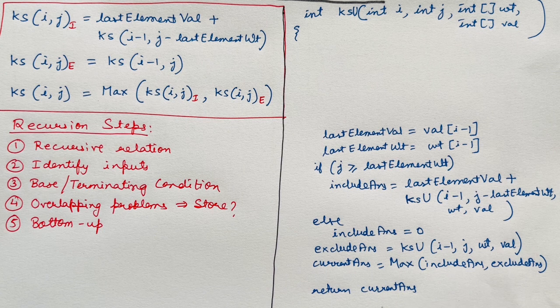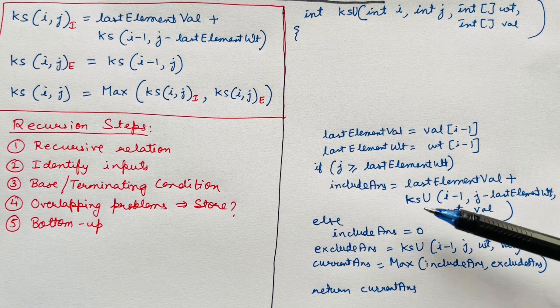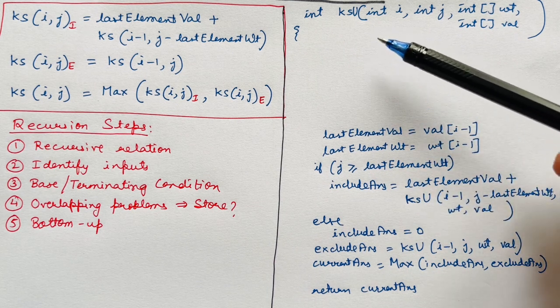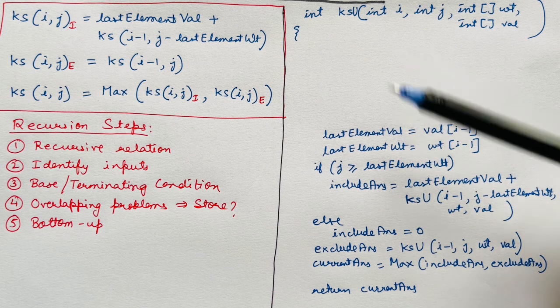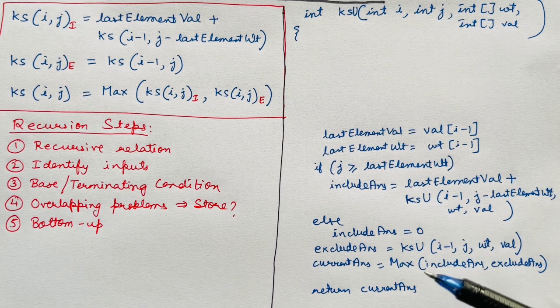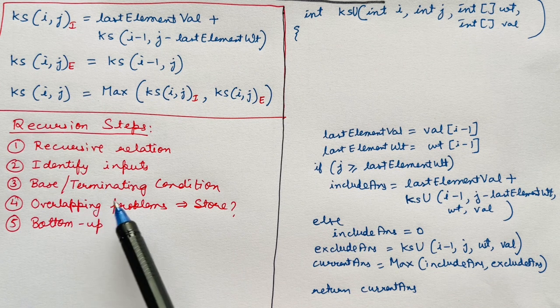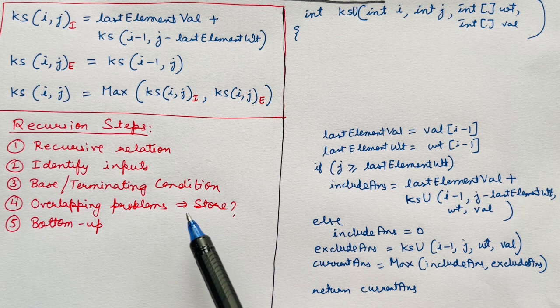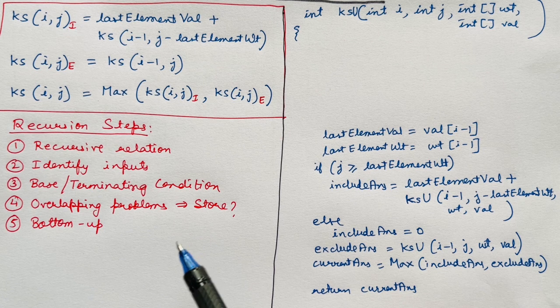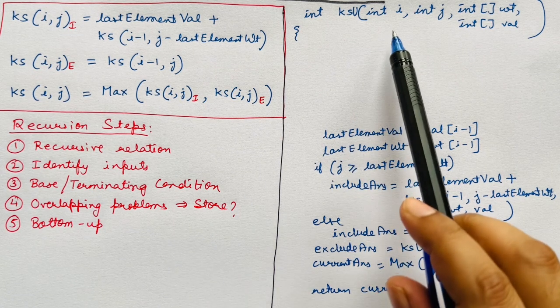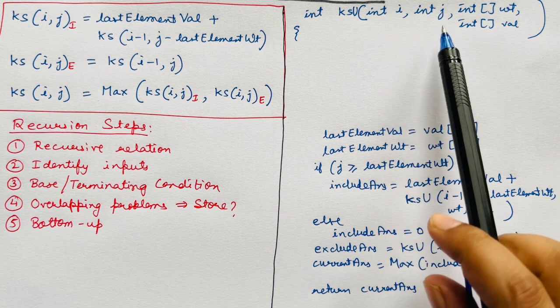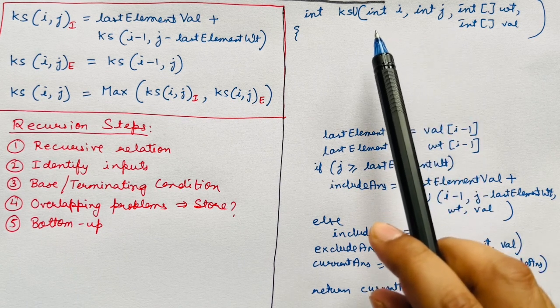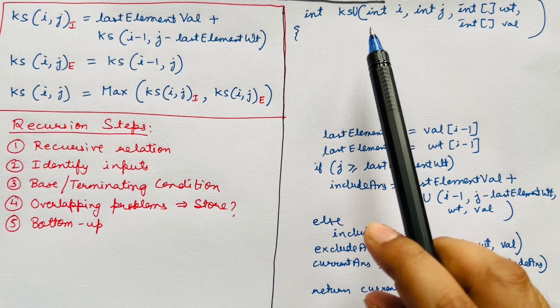But is this algorithm complete? No, this is not complete because this will keep going into infinite recursion, as this same method will keep on calling itself and it will never terminate. So to terminate that, we need something called a base or terminating condition. And when do we achieve the base or terminating condition of a recursion? We achieve that when our inputs are smallest. In our case, the inputs are I, the number of items, and j, the capacity.